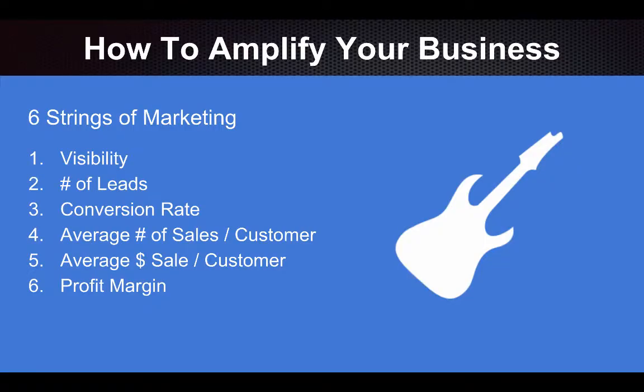All right, so what are the 6 strings of marketing? Well, basically, there are different points of your business that you could focus on. And when you focus on them together, they have an exponential effect of really being able to amplify your business. So think about these as key performance indicators, or KPIs. The 6 strings of marketing are KPIs, or key performance indicators.